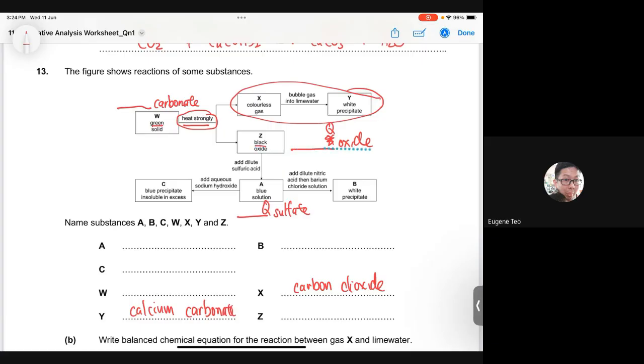Next thing, let's look at some other reactions. I add dilute nitric acid and then barium chloride. Barium chloride is an anion test for sulfate. How do you know it's present? When you see the white precipitate here. This white precipitate that's formed is actually barium sulfate. So you can see the sulfate is from here, the barium is from the barium chloride itself. So I know B is barium sulfate.